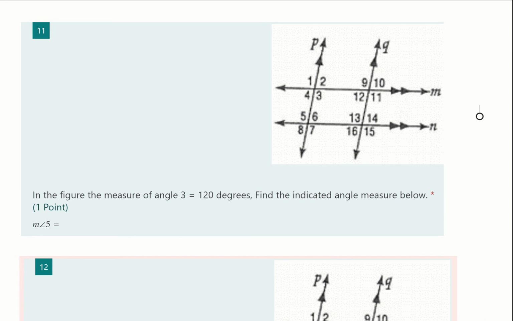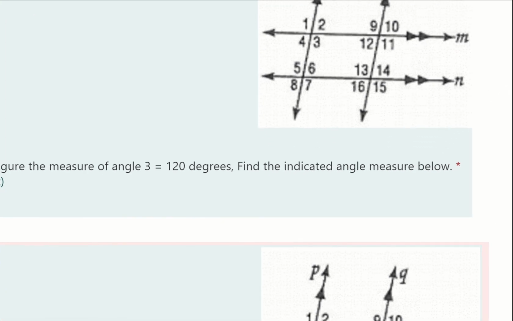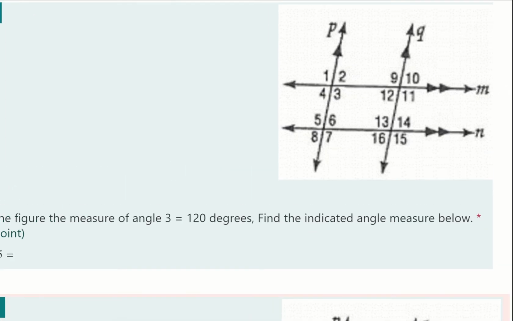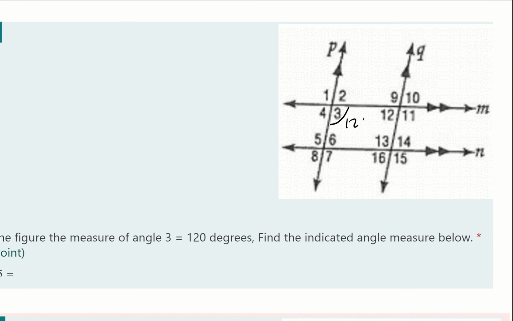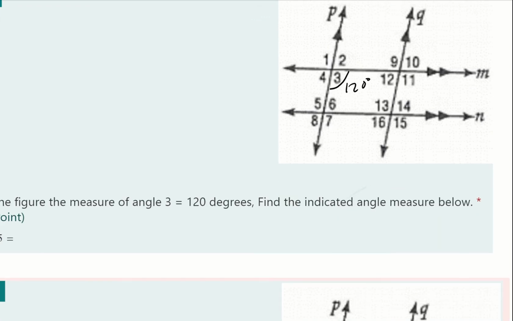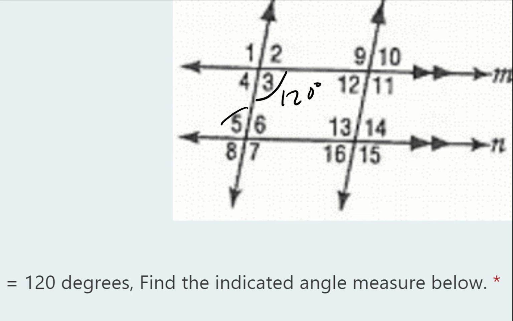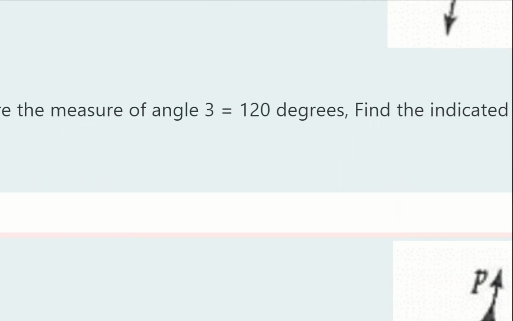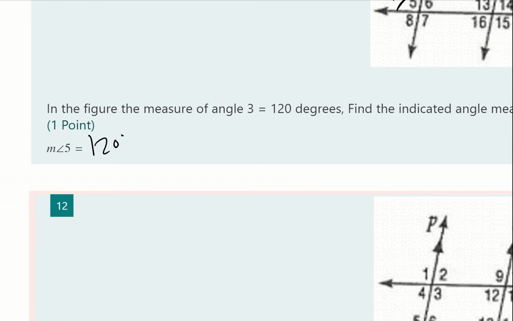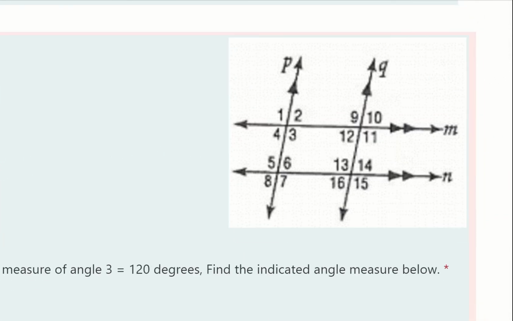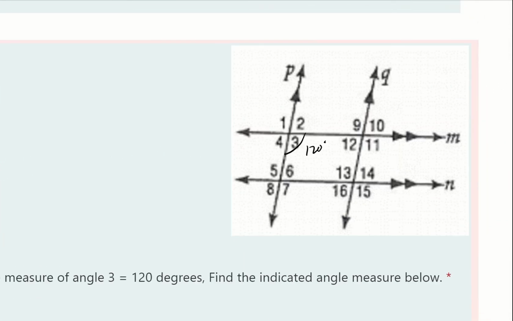Let's go ahead and do number 11. It says the measure of angle 3 is 120, so let's label that. Then what's the measure of angle 5? Well, these are alternate interior angles, so this has to be 120. So angle 5 is equal to 120. Pretty straightforward. So this is 120, this is 120.